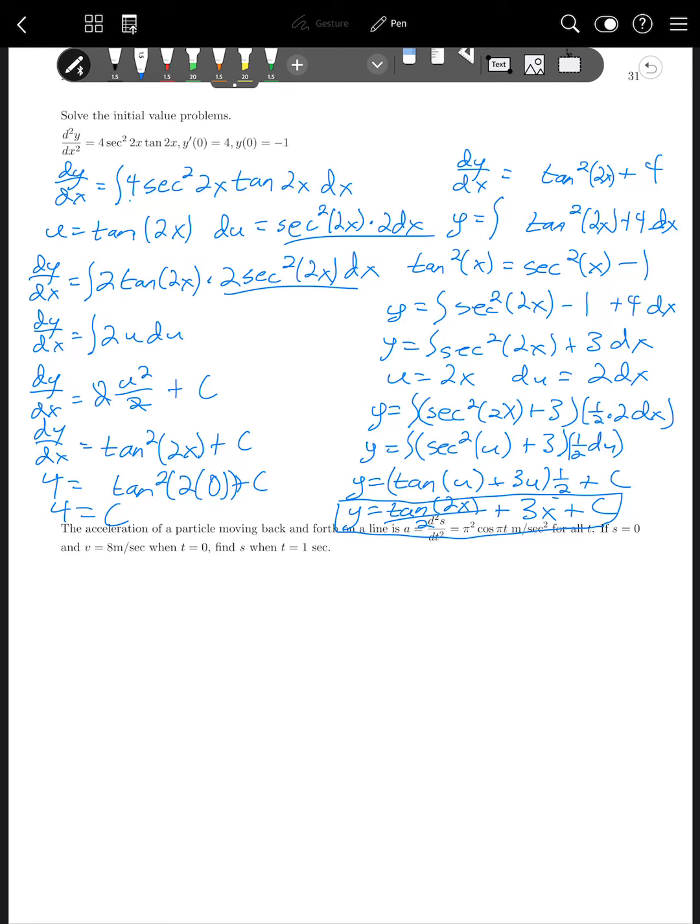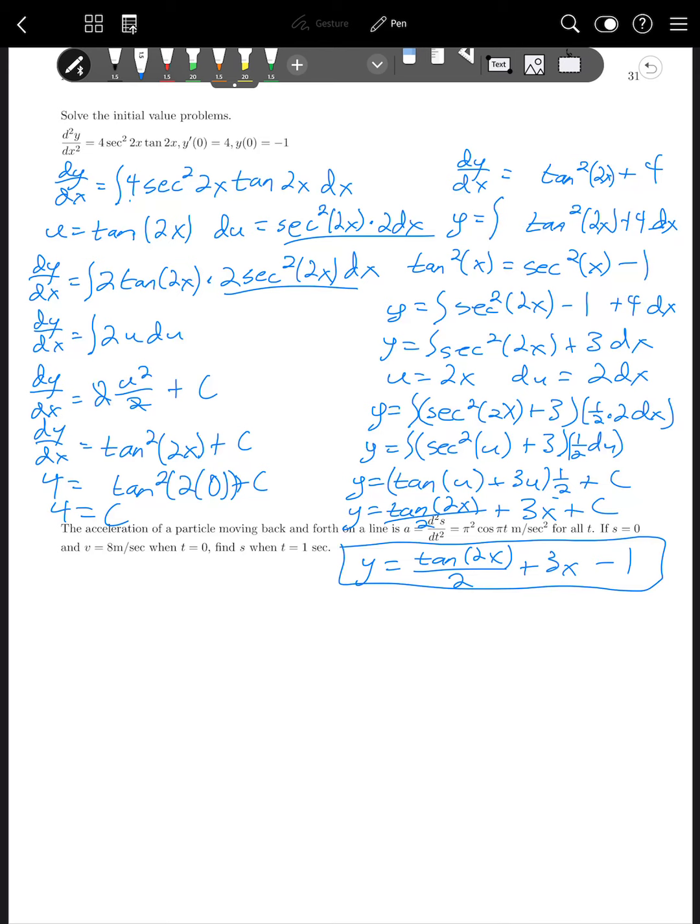I need to plug in 0. So if I plug in 0, because this is an initial value problem, this first one will be 0 because tangent of 0 is 0. 3 times 0 is 0. So in this case, c is -1. So our final answer would be tangent of 2x over 2 plus 3x minus 1 is our final answer. Okay. So that's the idea.